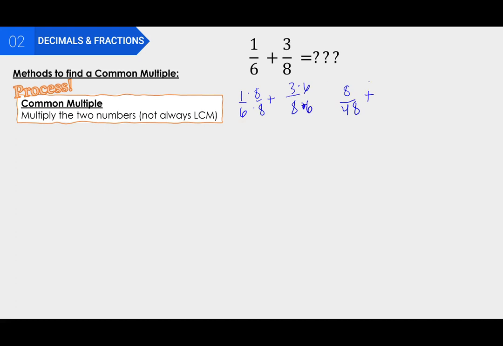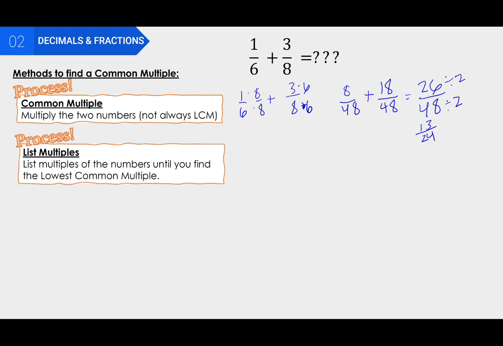So we add those together, we get, for this one, 18/48. So altogether that's 26/48. You may notice that 48 is not the lowest common multiple. So that means I'm going to have to simplify. Divide by 2, top and bottom, just like when we multiplied, we get 13 over 24. Okay, so it doesn't always get you the lowest common multiple, but you don't always need that. You just multiply the two together.